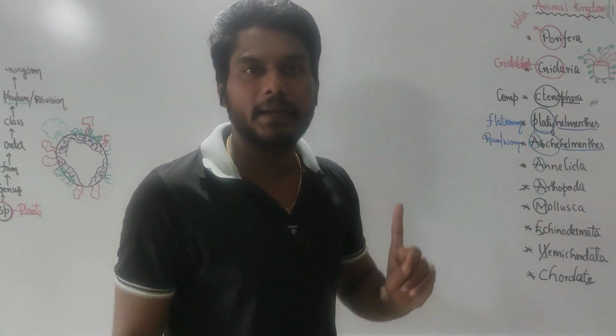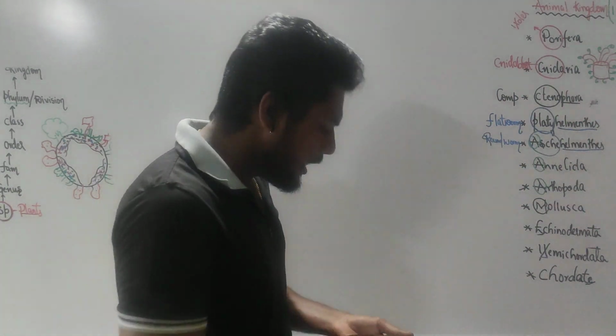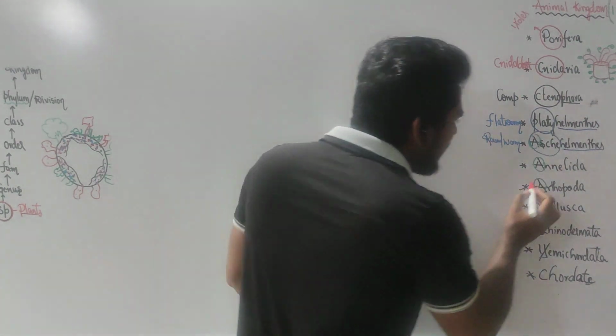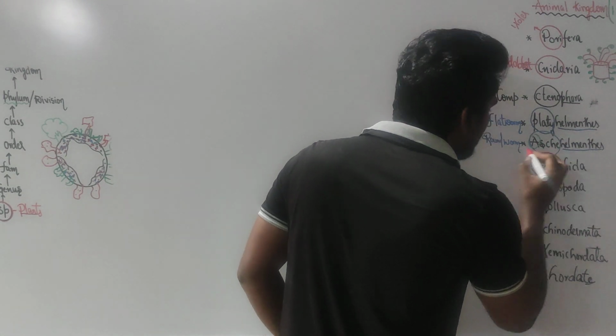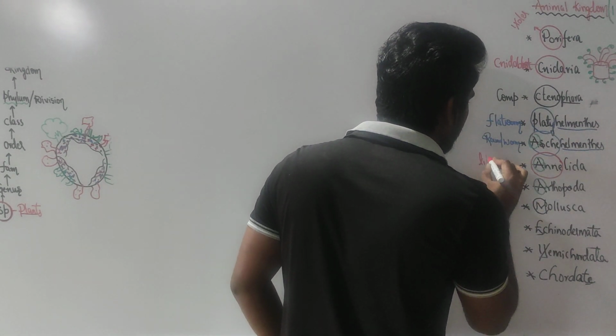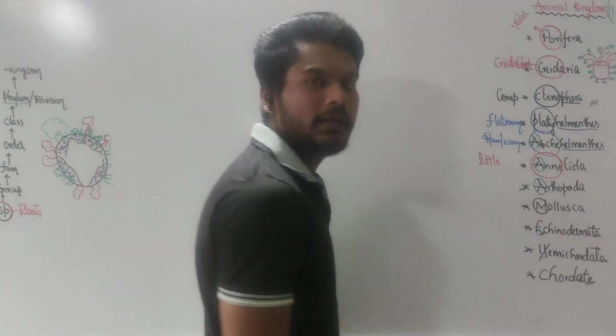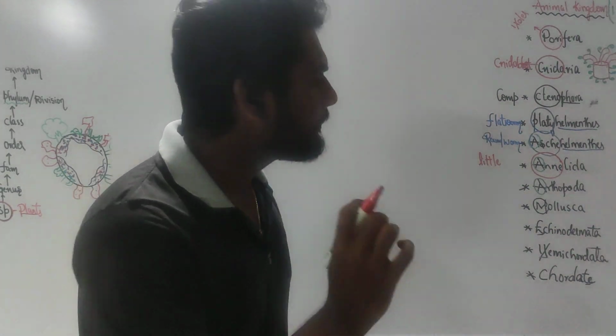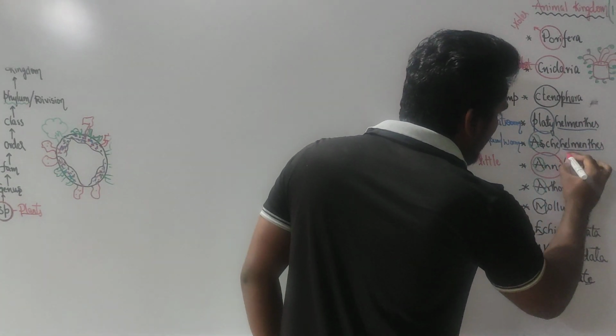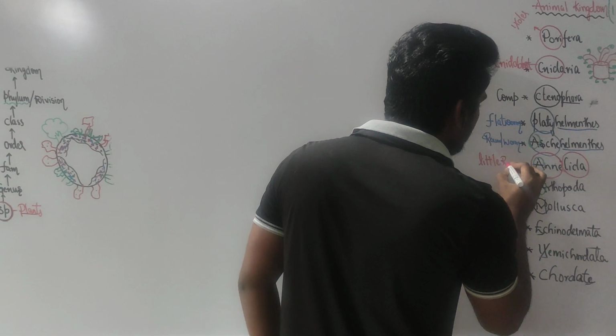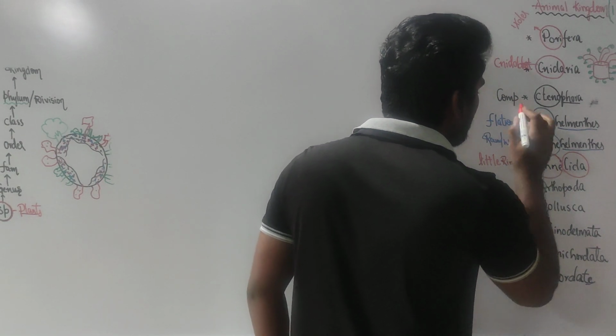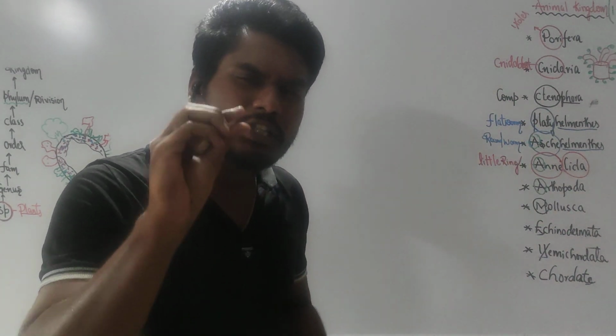Next, go for the Annelida. What is the meaning of this word Annelida? Anne stands for little. Lida means ring. The body of these animals has these small rings.